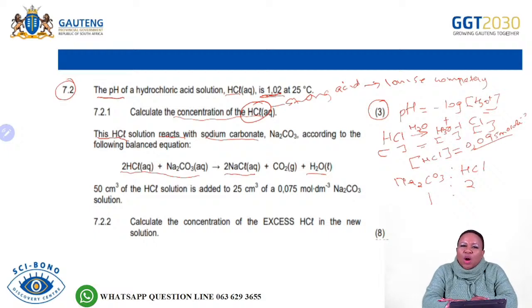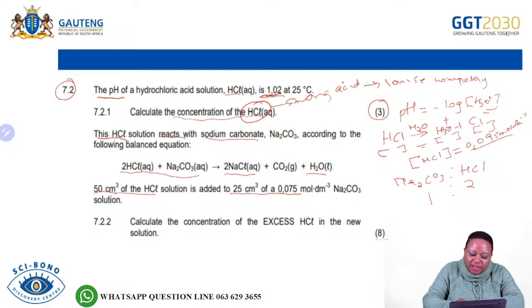So already you know that whenever I know the number of moles of HCl, or whenever I know the number of moles of sodium carbonate, I will already know the number of moles that will react with each other, because I already know the mole ratio, and the mole ratio will always be provided to me by the reaction or the balance equation. Now the question says 50 cubic centimeter of HCl solution is added to 25 of 0,075 mole per decimeter cube of sodium carbonate.